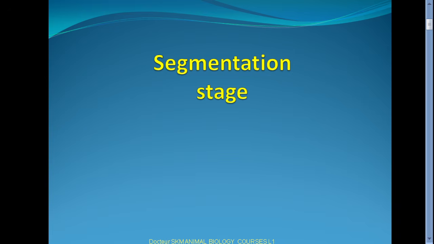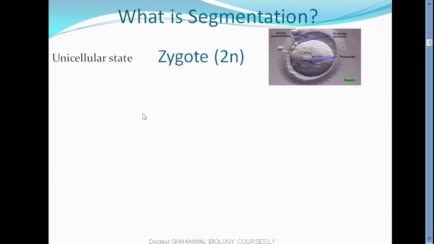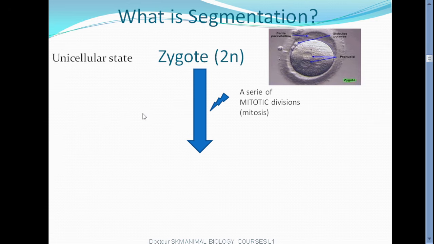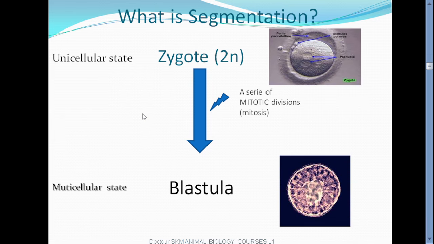So today we move to a new stage of embryonic development, which is the segmentation stage. This stage comes directly after the fertilization. Let's remind that at the end of the fertilization we have formed a zygote. So the segmentation is the transformation of the zygote from the unicellular state to a multicellular state. This happens through a series of mitotic divisions in order to form a multicellular structure called blastula.